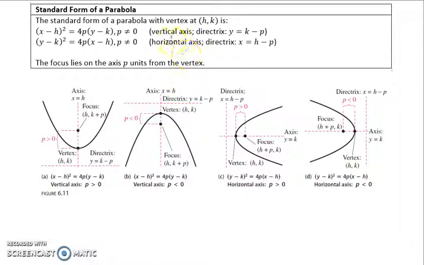If you have a vertical axis, so something opens like this, your directrix is going to be y equals k minus p. And then if it's a horizontal axis, so it opens like this, your directrix is going to be x equals h minus p.